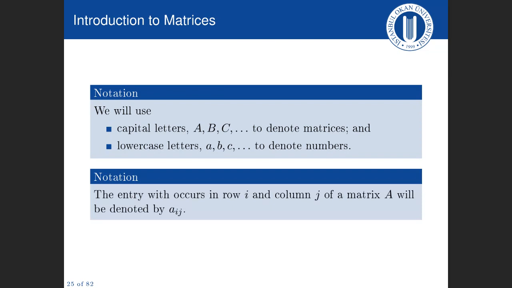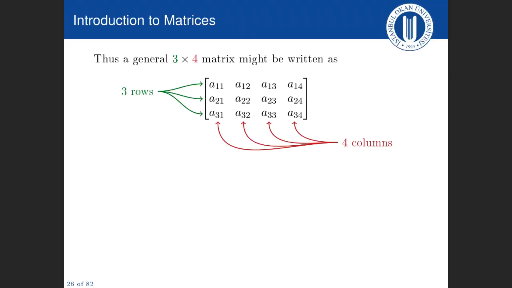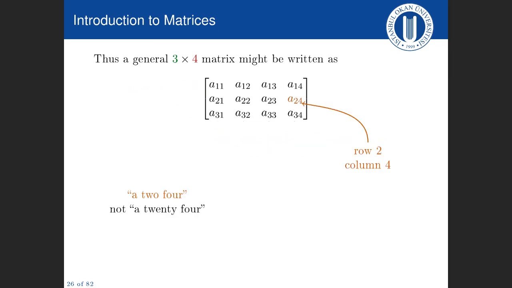The entry which exists in row i and column j of a matrix capital A will be denoted by small a subscript ij. So for example, if I have a general 3 by 4 matrix, that's 3 rows and 4 columns, I could write it like this. a11, a12, a13, etc. The entry in row 2, column 4, is called a24. It's not a twenty-four, it's a two-four.